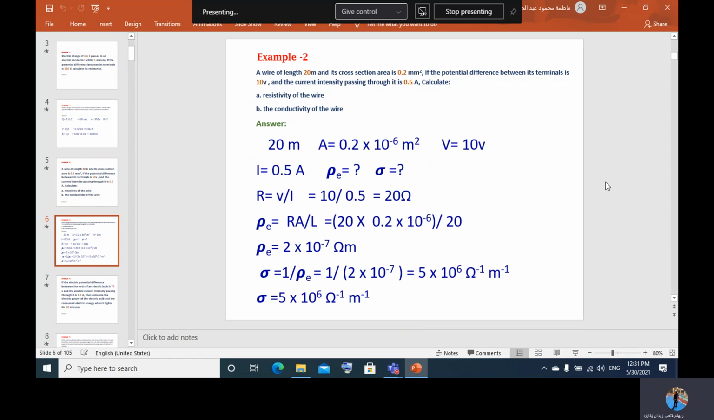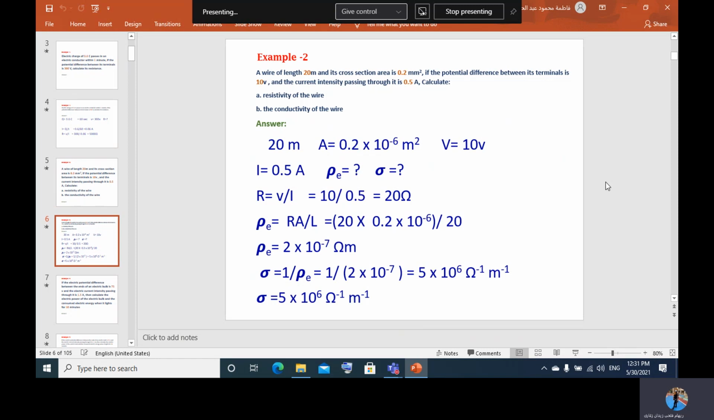The potential difference between the terminals is 10 volts, and the current intensity passing through it is 0.5 ampere. All right. What is the resistivity? Rho sub E. And conductivity sigma. So we start by calculating the electric resistance. And we know from Ohm's law that R equals V over I. This is direct application from Ohm's law.